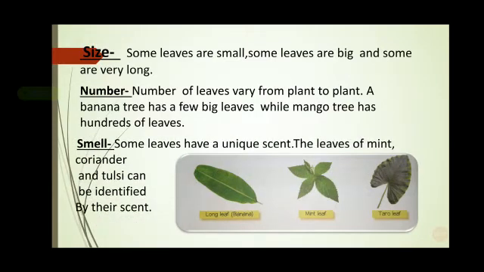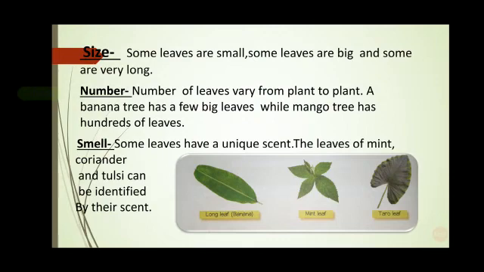Next is smell. Some leaves have a unique scent. The leaves of mint, coriander and tulsi can be identified by their scent. So different kinds of leaves have different unique smell or scent also. We can identify them with their unique scent, such as coriander, tulsi, and mint leaves. We can identify them with their scent.